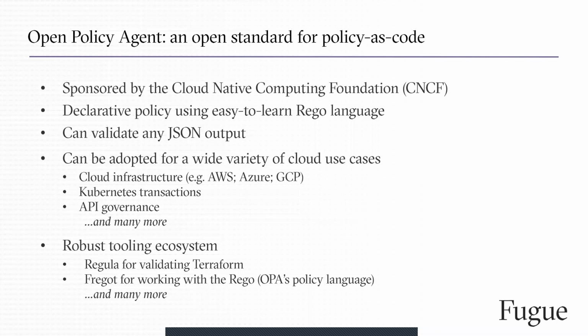We say output here. Very often Rego and OPA are used to validate things like HTTP transactions in service-based architectures. We at Fugue use it in a kind of broader way or a different way around cloud infrastructure as deployed and also infrastructure as code. But the basic idea is if you have a JSON data structure, you can use Rego and OPA to validate or invalidate that within a particular context. And so it can be adopted and has been adopted for a wide variety of cloud use cases.